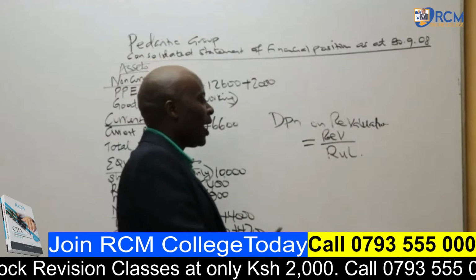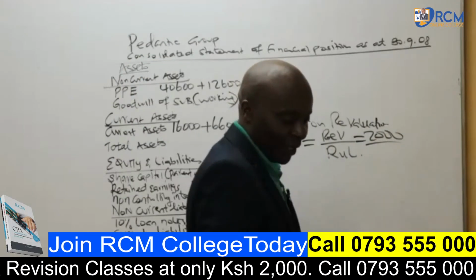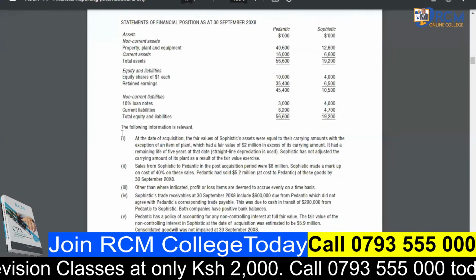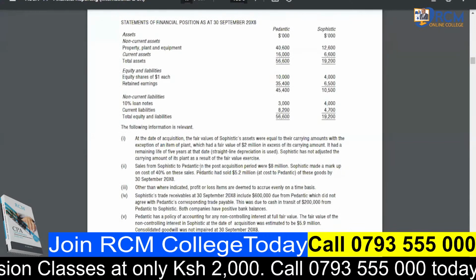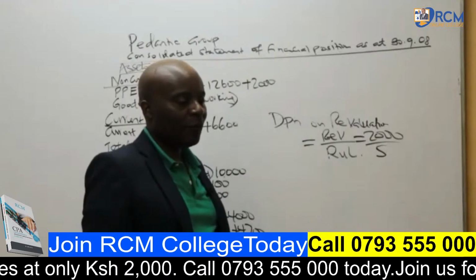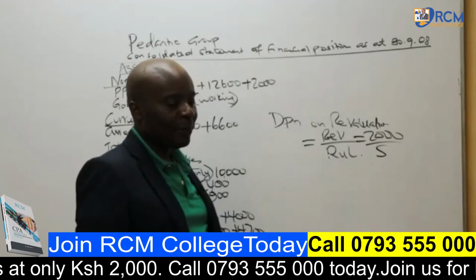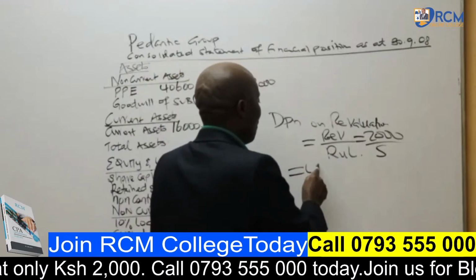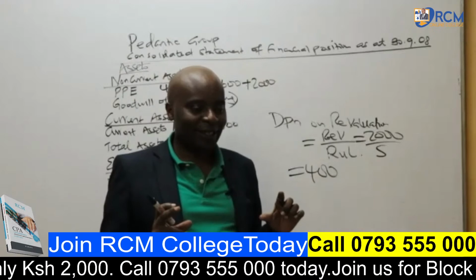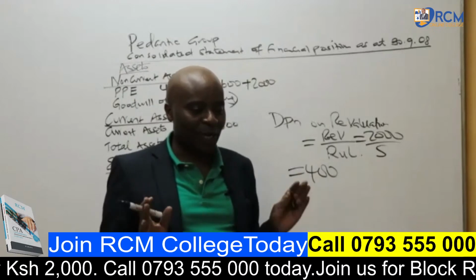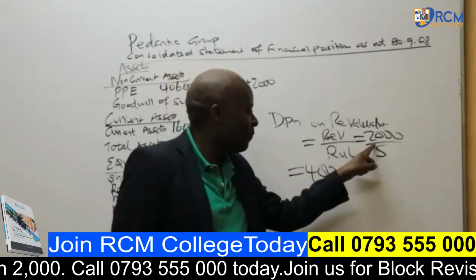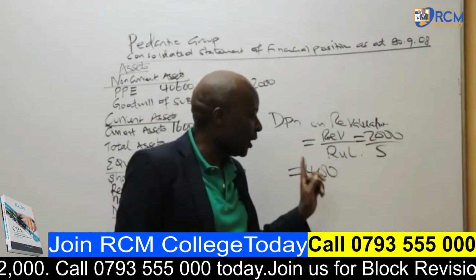The revaluation here is 2,000 divided by the remaining useful life, which the examiner will always tell you. Like here, they told us it had a remaining life of 5 years. 2,000 divided by 5 comes to 400. But this 400 is for which period? How many months? How many years? It's for a whole year. When you divide by the number of years, whatever you get will be depreciation per annum.